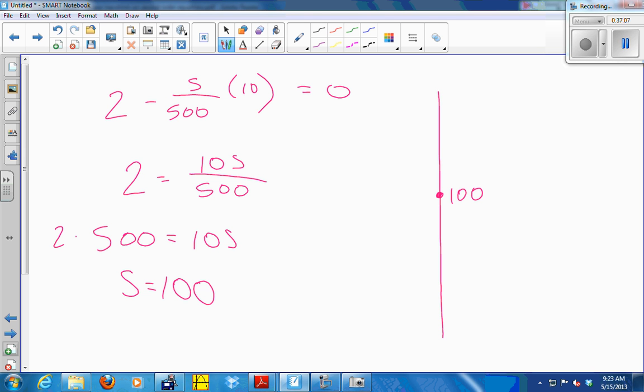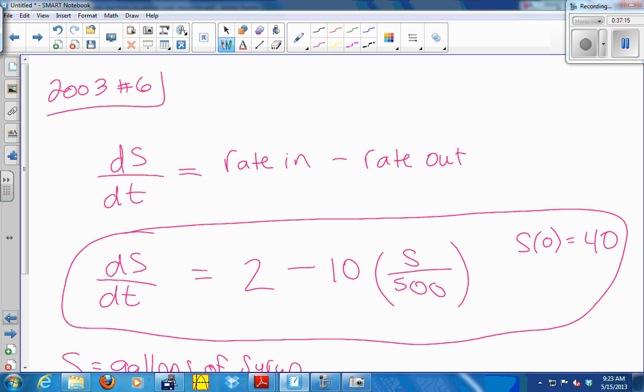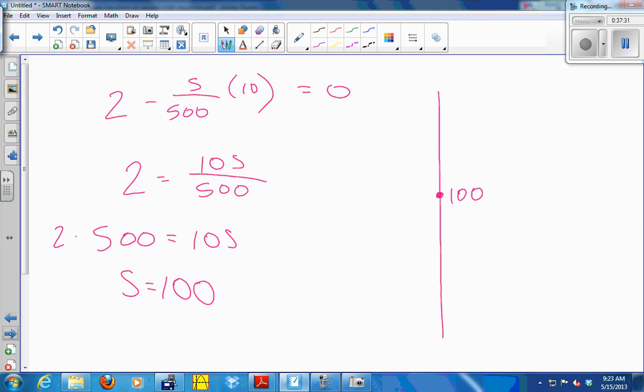And I know just by common sense that this is probably going to be a sink. But we can check using the equation. Plug in a number bigger than 100, right? So like 500. So I have 2 minus 10, which is negative 8. So ds dt is negative, which means that s is decreasing. So if I plug in a number bigger than 100, s is decreasing.